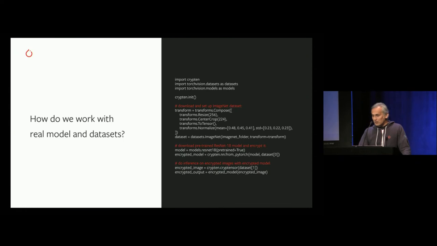And then we encrypt the model, we encrypt the image, we get an encrypted output, and you can reveal the encrypted output, and you're going to get the same result as you would have if you did everything in plain text. So it doesn't look all that different from what you would do if you were not encrypting things.